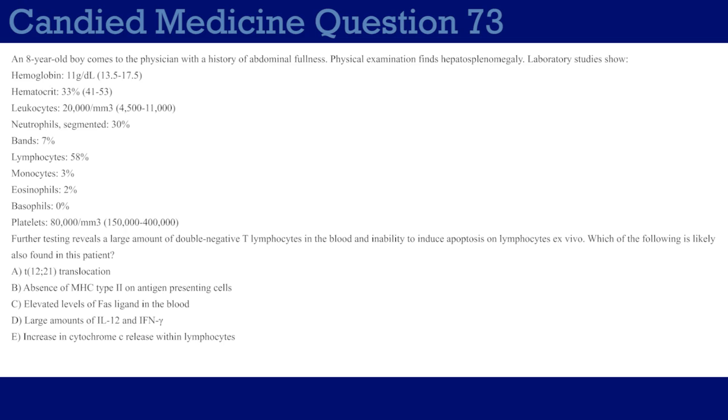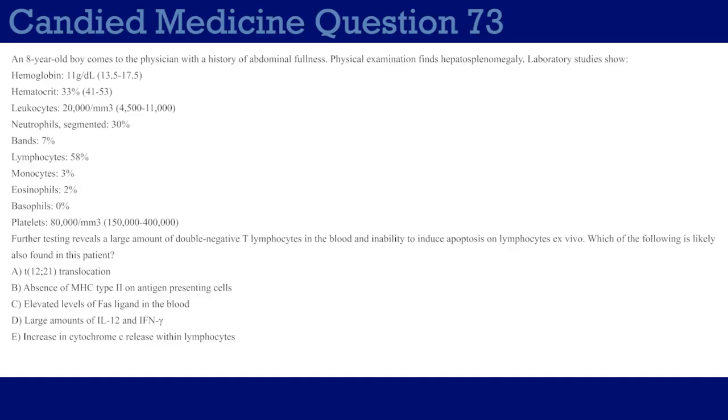I've talked about this before in the past, but let's not get ahead of ourselves. I'll just explain ALPS real quick. In ALPS, you have a defect in what's called Fas, which is CD95. Fas is used in one of the extrinsic apoptotic pathways, so as a result, lymphocytes will fail in achieving apoptosis.